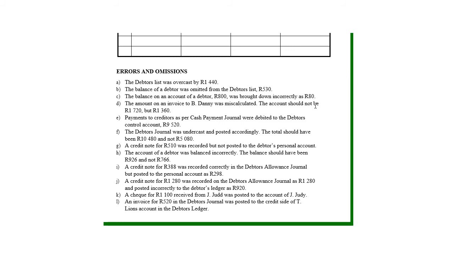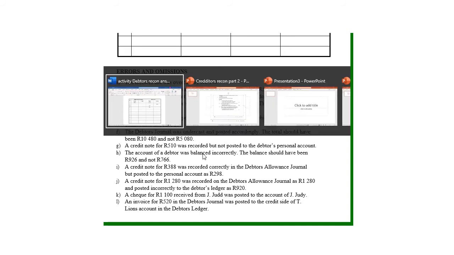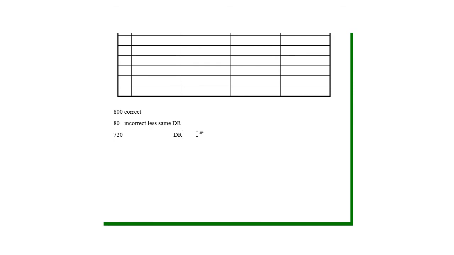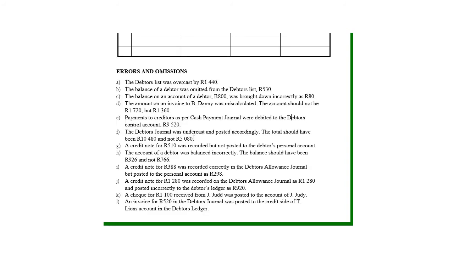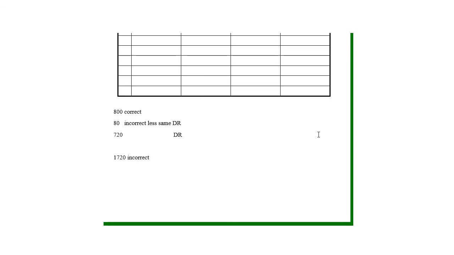So let's see. It should not be 1720, but 1360. So let's see how we will fix it. 1720 is the incorrect amount, and the correct amount is 1360. 1360 is the correct amount. The difference would be, let's just see, 360 Rand. Now we must just figure out how to fix it.